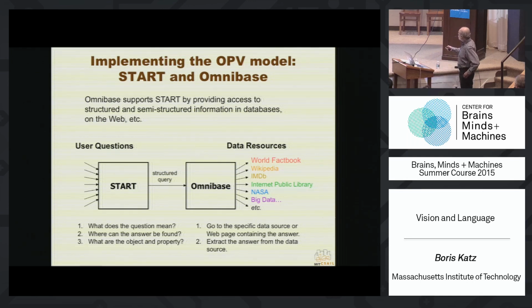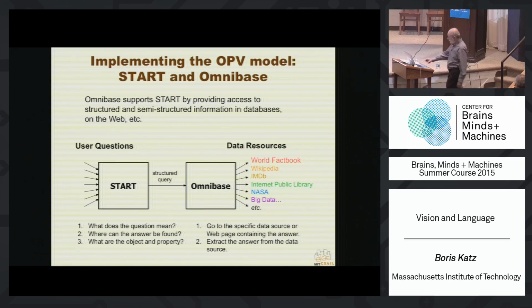And schematically, here is how Start uses this model. The user asks the language part of the system a question. The system needs to understand the question, understand where the answer might be found, and what the object and property implicit in the question are. After Start does that, it says it has a friend called Omnibase, and it says, go get it. Go to this site, look for that symbol called France, and go get the population, and it will go to some world fact book and get the population.